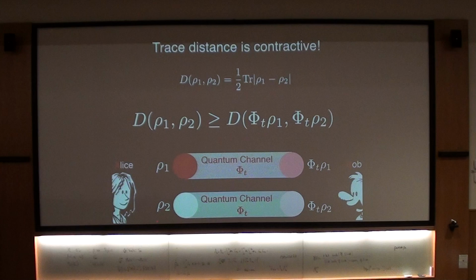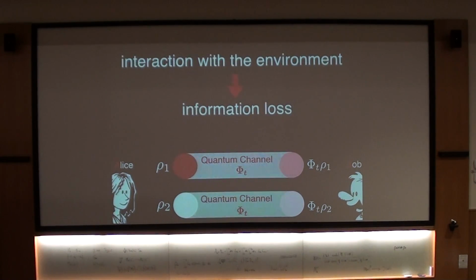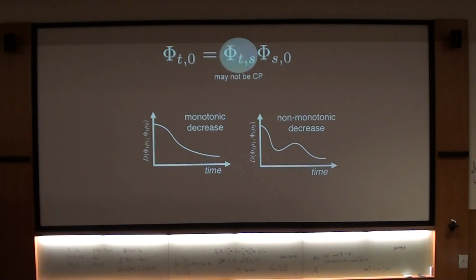So I send two initial states through quantum channels, and in fact through dynamical maps. The length of this channel tells me how long the system has been subjected to the environment, and in the end, the distinguishability between the two states will always be less.